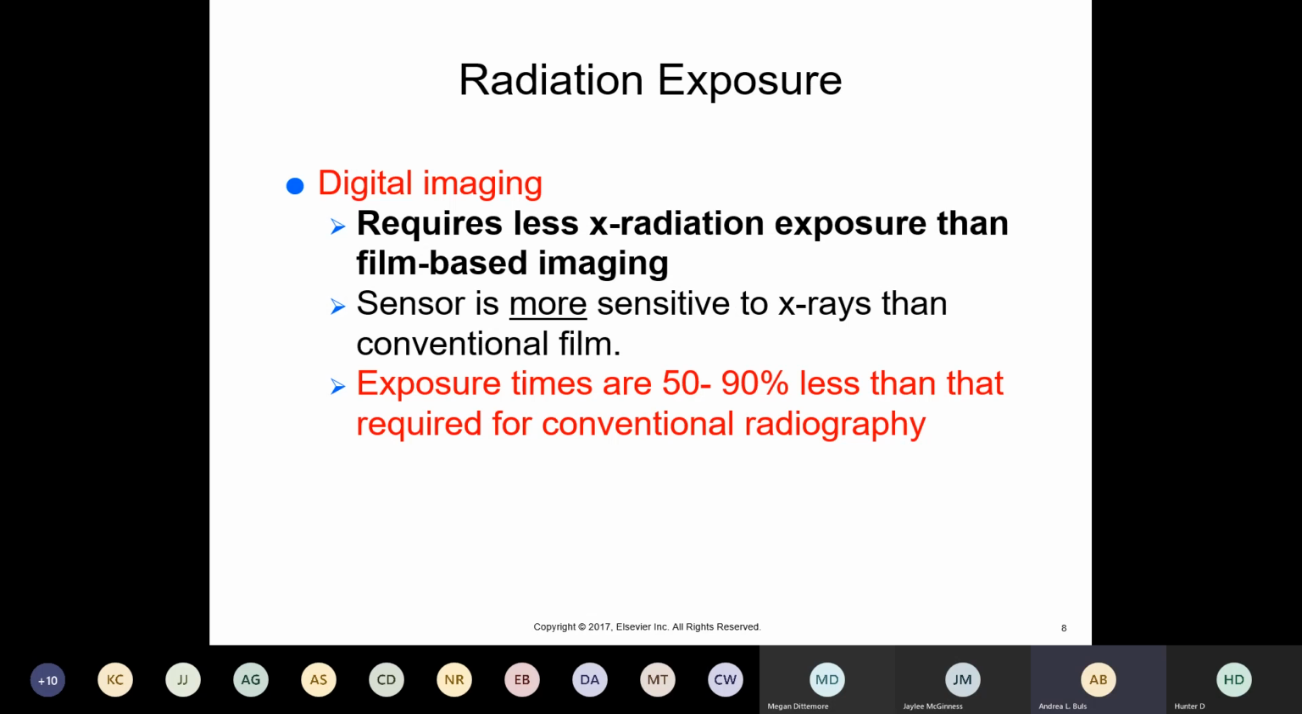The nice thing about digital imaging, the most important thing, is it requires less X-radiation exposure than film did to our patients. It is far more sensitive to X-rays, and so therefore, if used properly, if exposure techniques are set correctly, the exposure time using a digital sensor is 50 to 90% less than what we used in conventional film radiography.